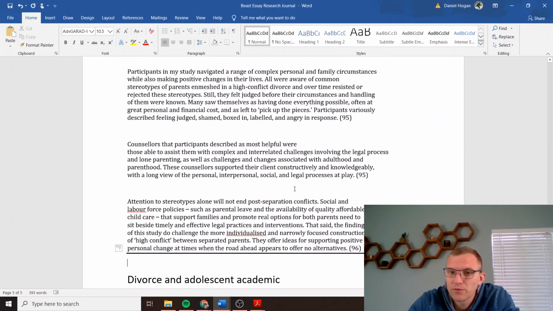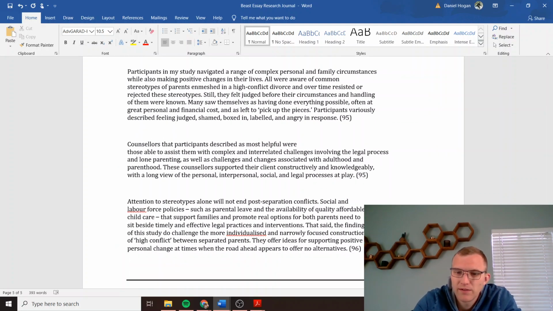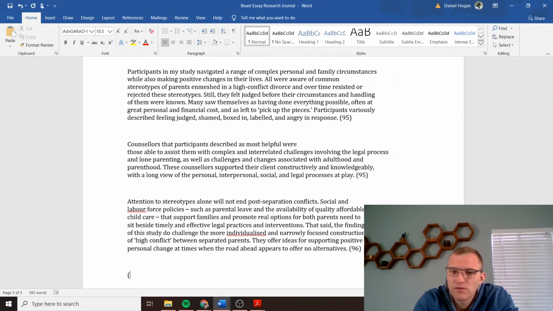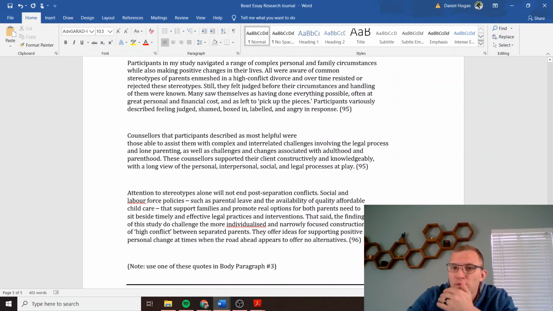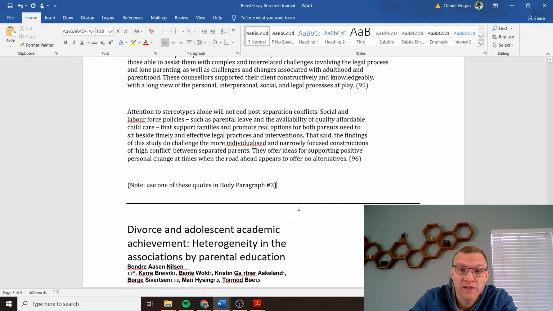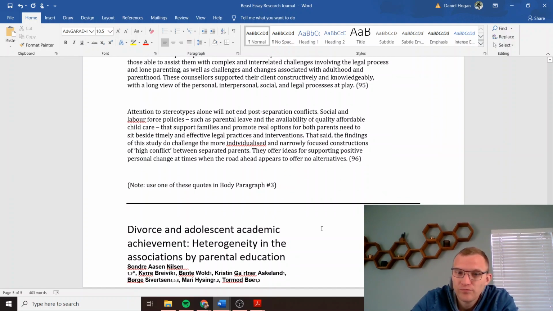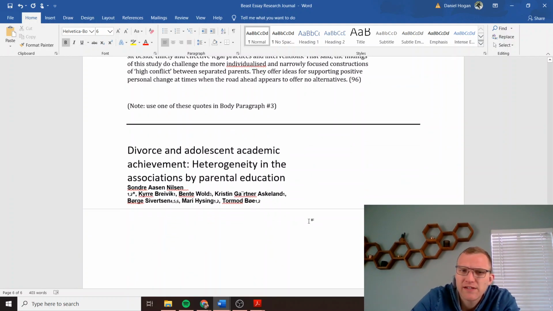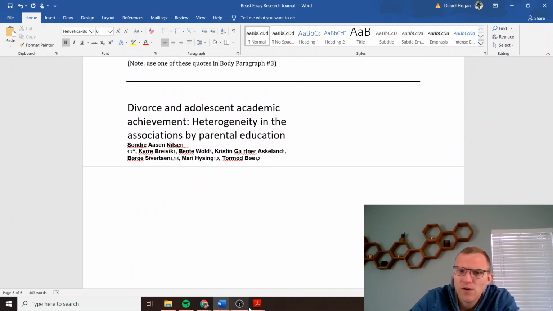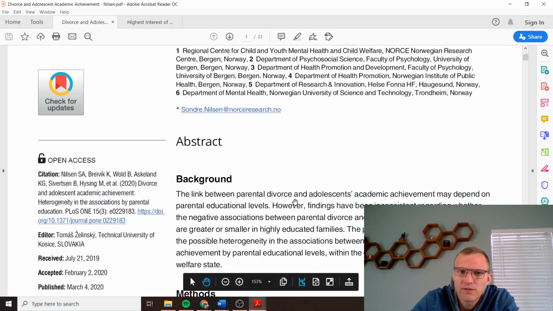Now, here's another thing you can do. You can write notes to yourself, like use one of these quotes in body paragraph 3. That might be super helpful for you because now you can look back and you've written a note to yourself of where you want to use one of these quotes. But then you can go to the next article you have and find some quotes from that one.